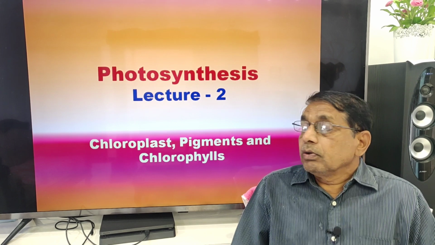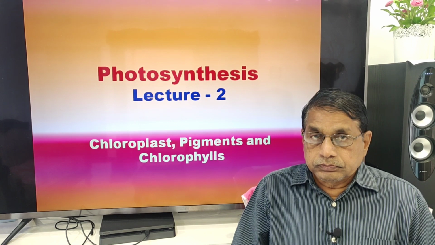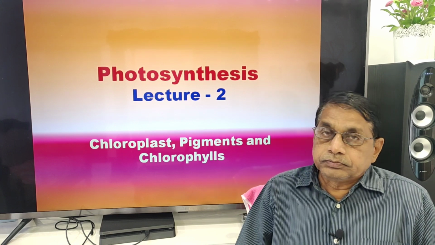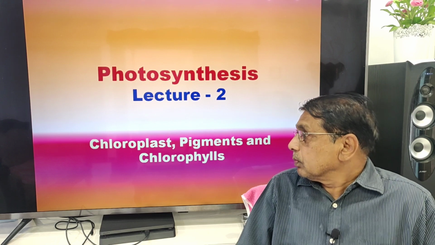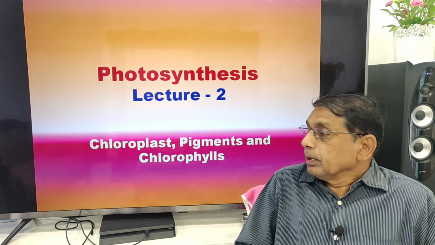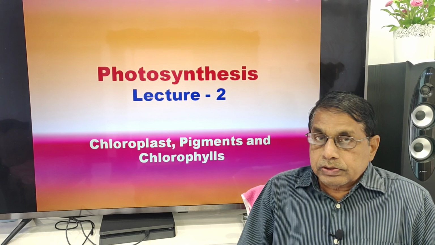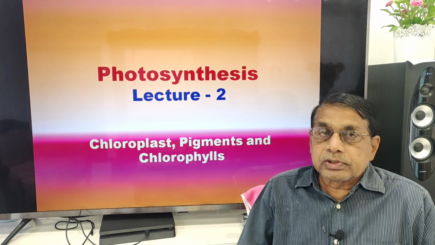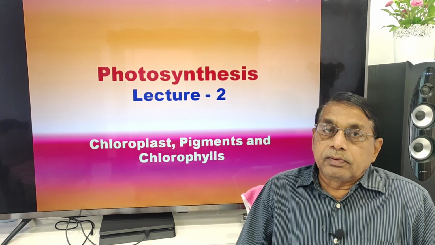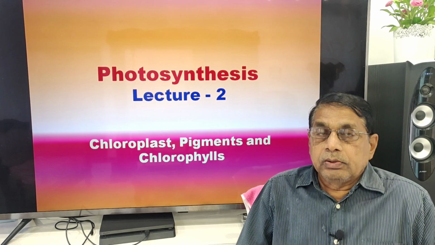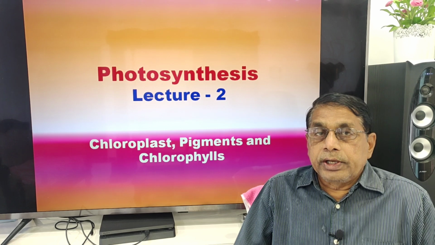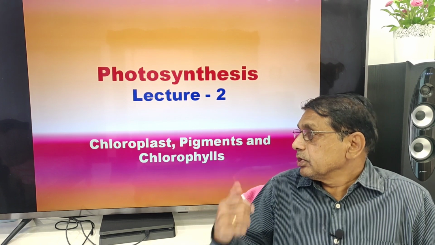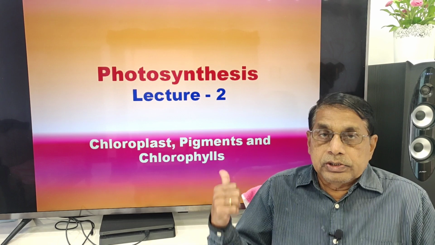In the second lecture of photosynthesis, let us try to understand the structure of the chloroplast, the pigments present in the chloroplast, and similarly the different types of chlorophylls that are involved in the photosynthesis process. Before going to the physiology and biochemistry of the photosynthetic process, it is very essential to know these structures.